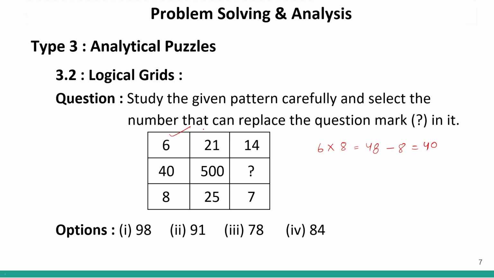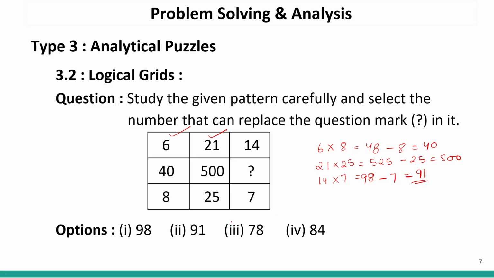Right? Now let us look at the second column. So 21 into 25 will give me 525, because 25 into 20 will give me 500, plus 21 into 1, that is 525, minus 25 will give me 500. So this logic follows for both the first column and second column, right? So let us do it for the third column. 14 into 7 will give me 98. And if I subtract 7 from it, I'll get 91.